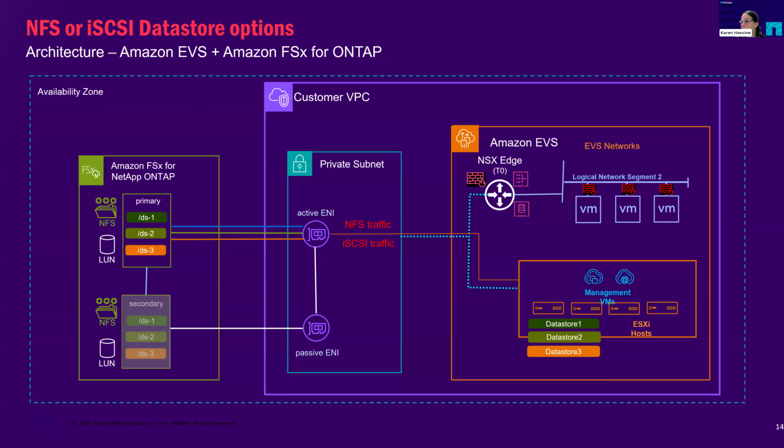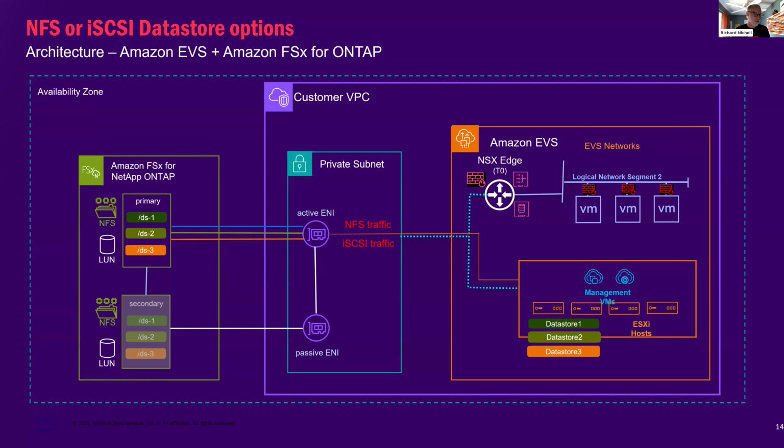And so this, just from the high level, again, I'm not going to dive down into the architecture too much, but the main thing I want to point out here is, you can see we have NFS traffic, iSCSI traffic, right? We're mounting the data stores coming from the ESXi hosts that are inside the EVS. This EVS is deployed in your VPC. Your FSx ONTAP is deployed in your VPC.